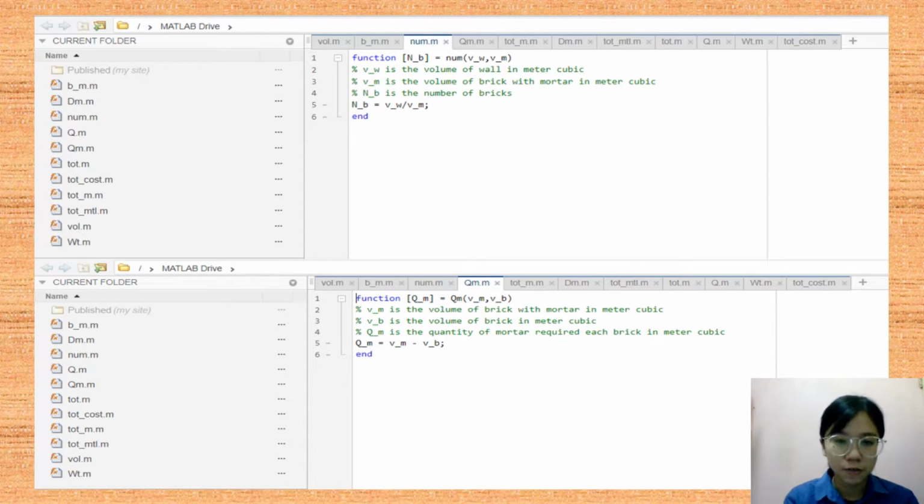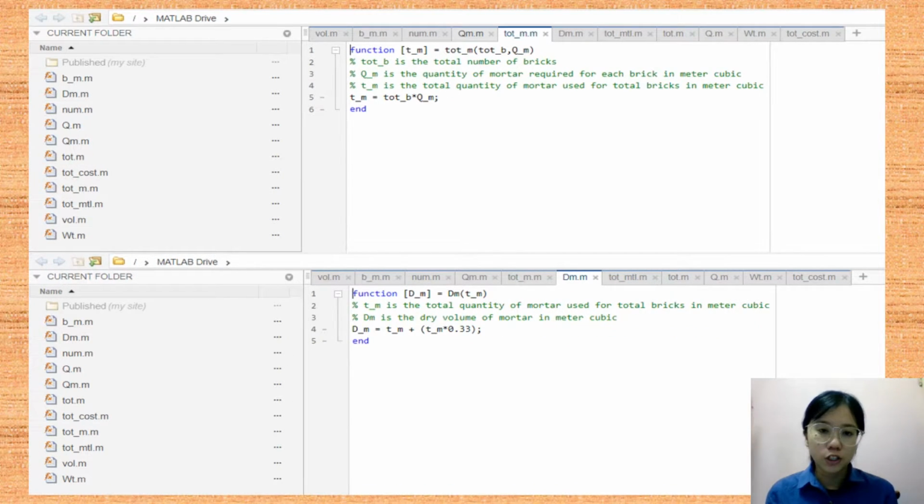Continuing, the fourth function file is used to calculate the quantity of mortar required for each brick in meter cubic, which is the volume of brick with mortar in meter cubic minus the volume of brick in meter cubic. The next function is used to calculate the total quantity of mortar used for the total number of bricks, which is the total number of bricks times the quantity of mortar required for each brick that was already calculated using the function before. While the function below is used to calculate the dry volume of mortar, which adds 33% of wet volume of mortar to the total quantity of mortar used for the total number of bricks.